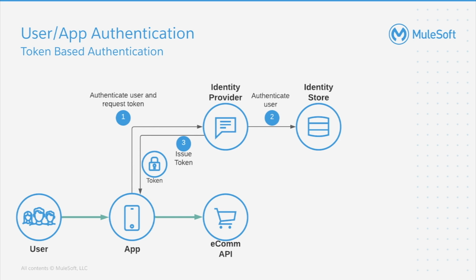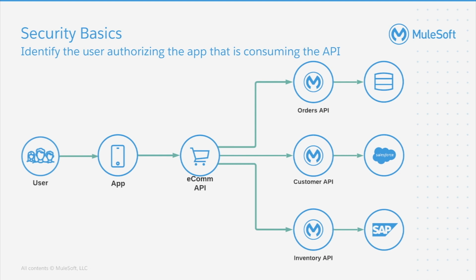The token contains information about the user itself, as well as the client application and the actions that it expects to perform on behalf of the user. The application can then use that token to call the eCom API on behalf of the user. The mobile app then sends its token when calling the e-commerce API.